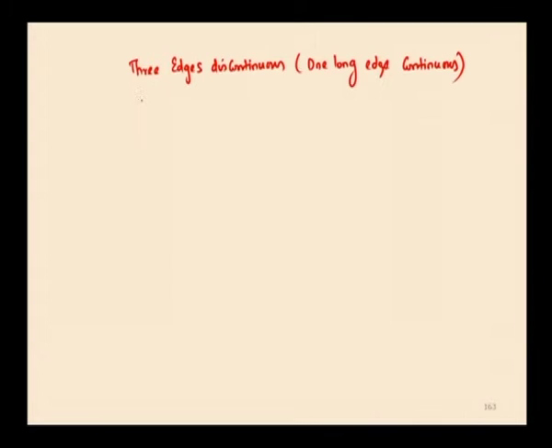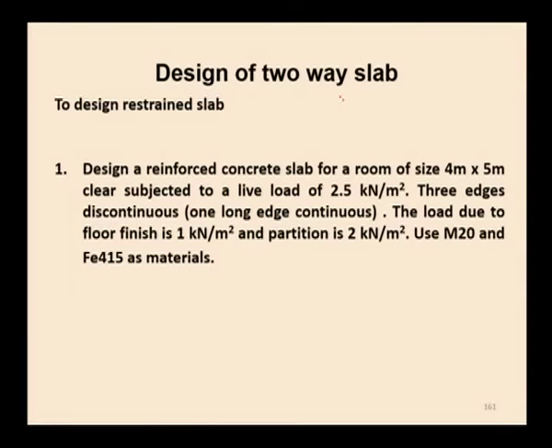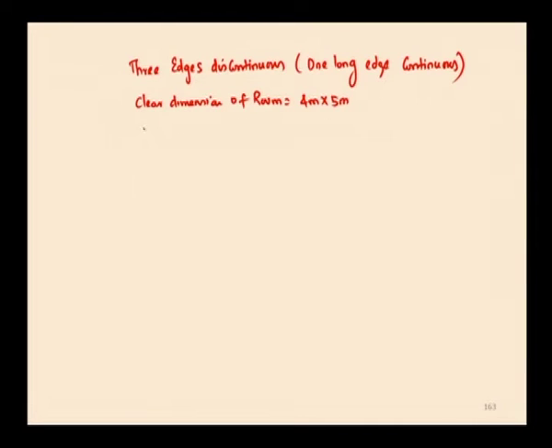So, here the clear dimension of the room is 4 meter by 5 meter, which is supported on walls. That is, we can assume that it is supported on walls, and the effective dimension of the room is 4.23 meter by 5.23 meter. The thickness of the support is 230 mm, that is all.